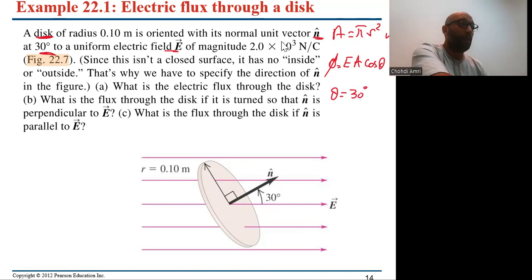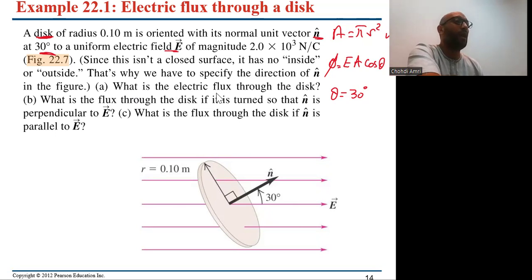Here, be careful. In this problem, we are in the best case when we have an idea about the angle between the normal vector and the electric field. But in some cases, they will not give us this angle. They will give us the angle between the surface of the disk and the electric field, not the normal to the disk. In this case, we will see some examples.